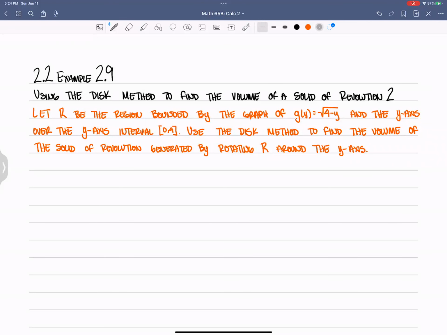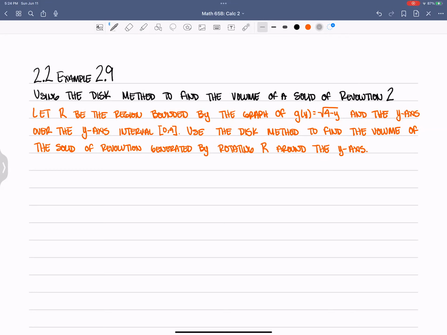Section 2.2, example 9, using the disk method to find the volume of the solid of revolution, part 2. Let R be the region bounded by the graph of g of y. Oh, we're in terms of y again. g of y and the y-axis, this time over the y-axis interval from 0 to 4. So everything's already in terms of y, so we don't have to switch between x's and y's. We could just take everything as it is.